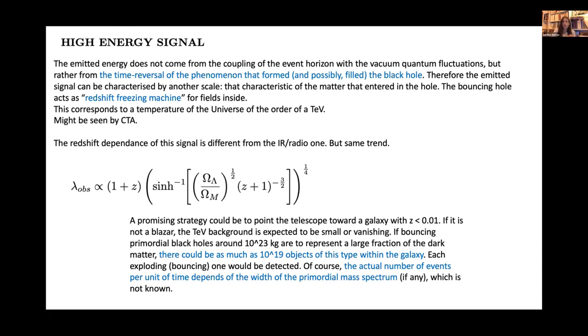Now you might wonder about the number of expected events. And once again, it is impossible to answer because it fully depends on the mass spectrum of the considered object. I can only say that there could be as many as 10 to the 19 objects of this type in the galaxy, just taking into account the dark matter bound, but the number of expected events per unit of time is just not calculable with what we have.